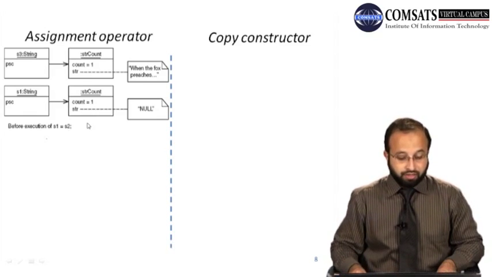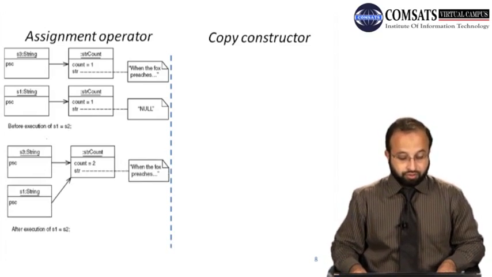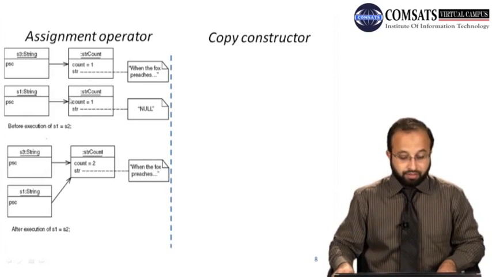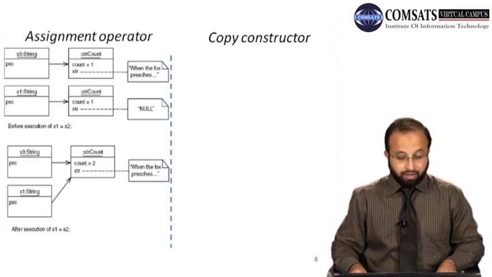When S1 is equal to S2 is executed, the situation is like this. This object will be deleted. The string count object will be deleted because the count value is 1, and now S1 is pointing to the string count object which S3 was pointing to. So that is the assignment operator, right.